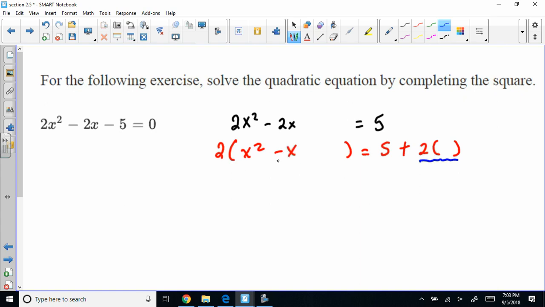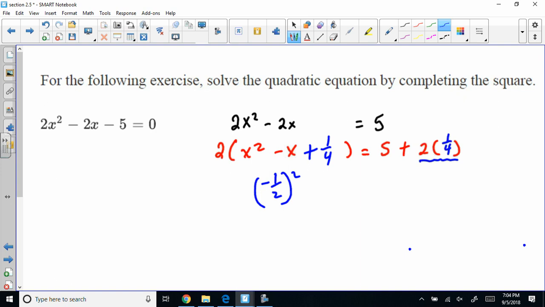So what's half of -1? Half of b, right? So that'd be -1/2, right? If I square it, it becomes what? Plus 1/4, right? And then notice that this 2 is going to multiply this 1/4. So when I add it to the left side, I also need to make sure that I am taking care of it on the right side.